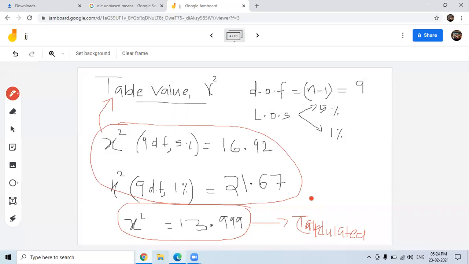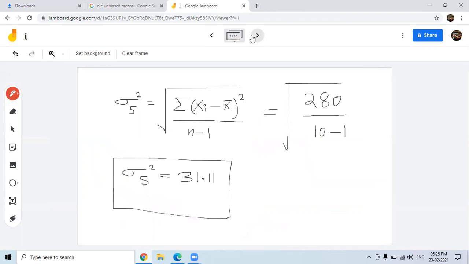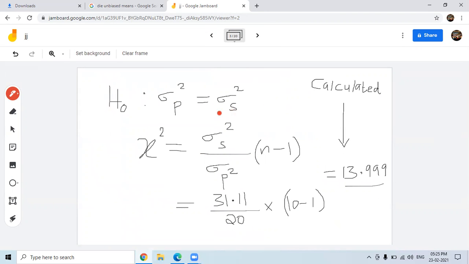Here the chi-square table value, I will write t, is greater than the calculated value. The chi-square table values, 16.92 and 21.67, are greater than the calculated value. That means your hypothesis is accepted. What is your hypothesis? The hypothesis is sigma p square is equal to sigma s square.